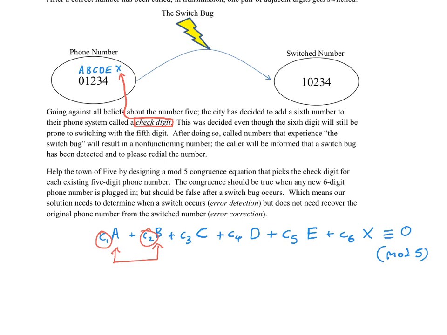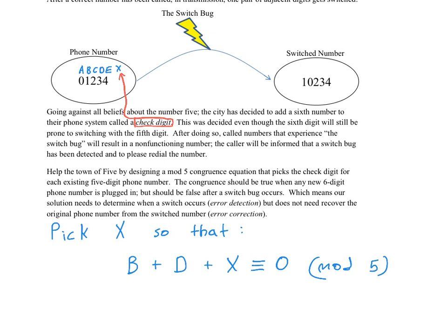And maybe pick the easiest possible way of picking those coefficients. How about we just pick an alternating combination of like 0 and 1. So C1 is 0, C2 is 1, and so on. Okay, so that would give us a much simpler congruence as a way of picking X. So X is always chosen so that this congruence is 0.